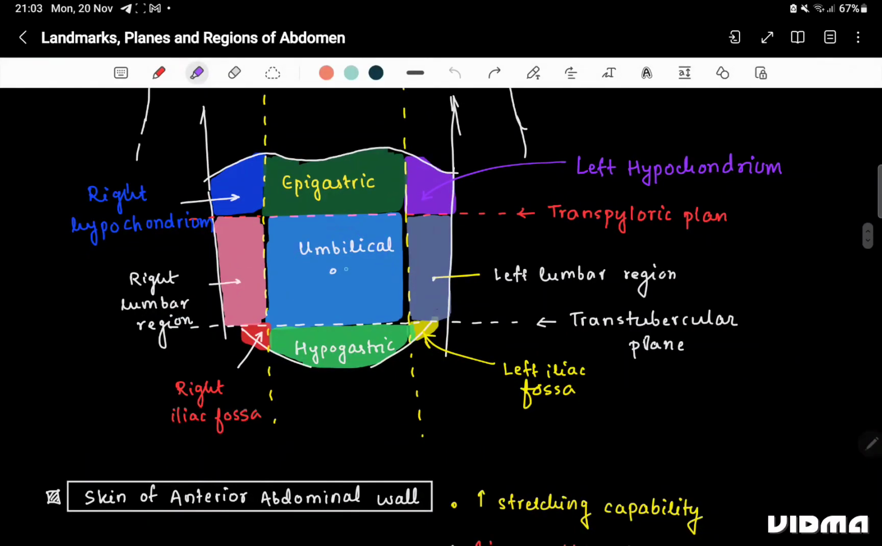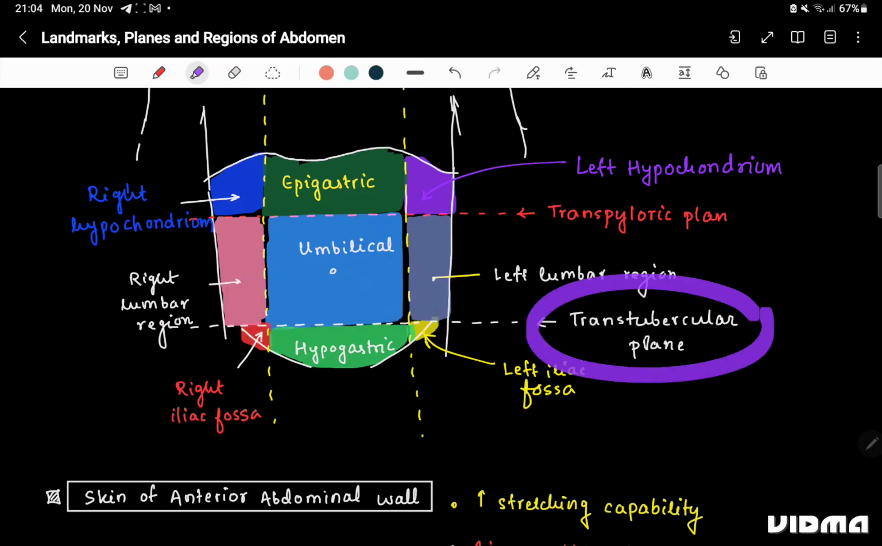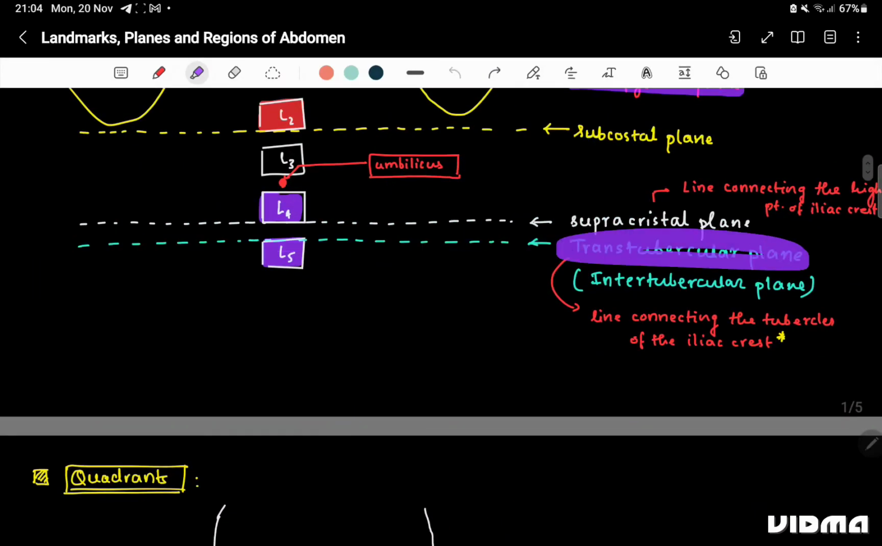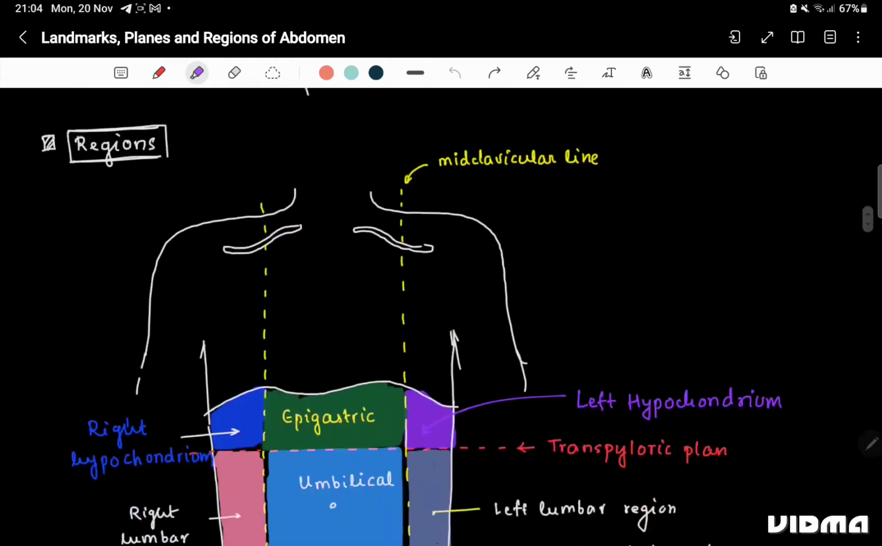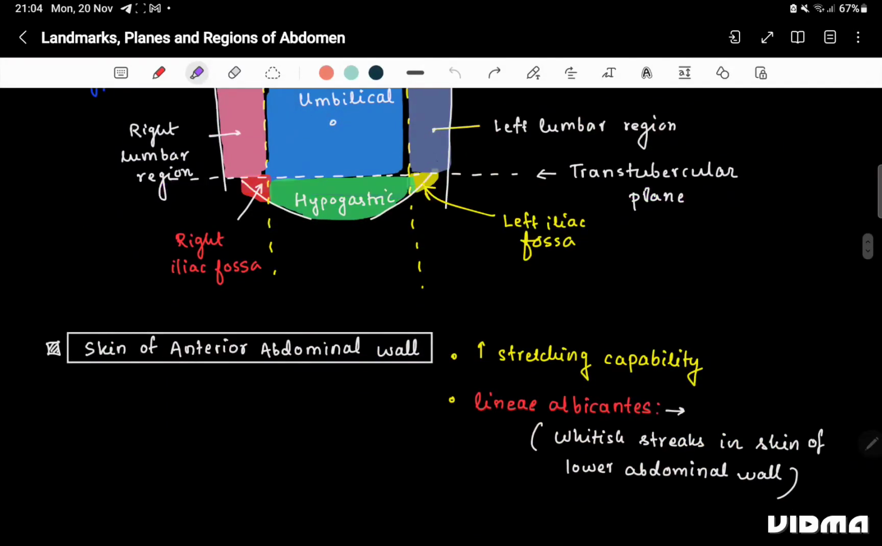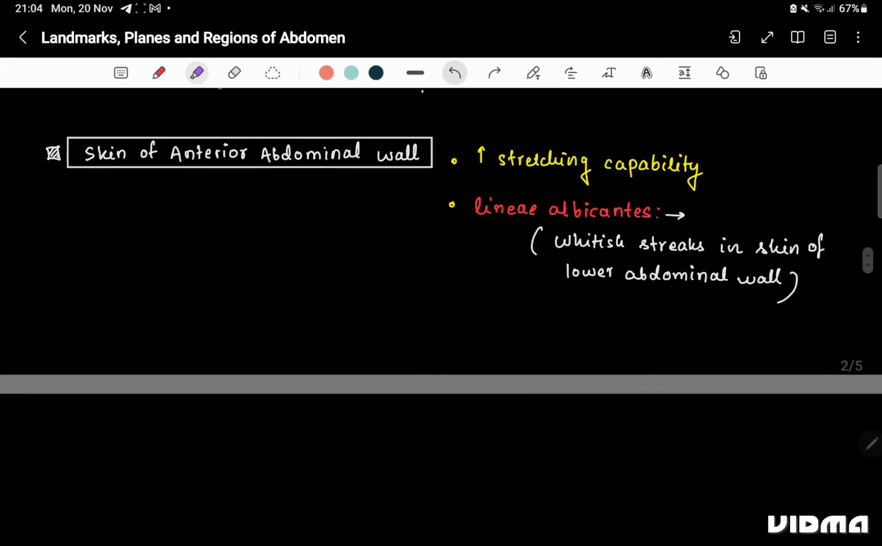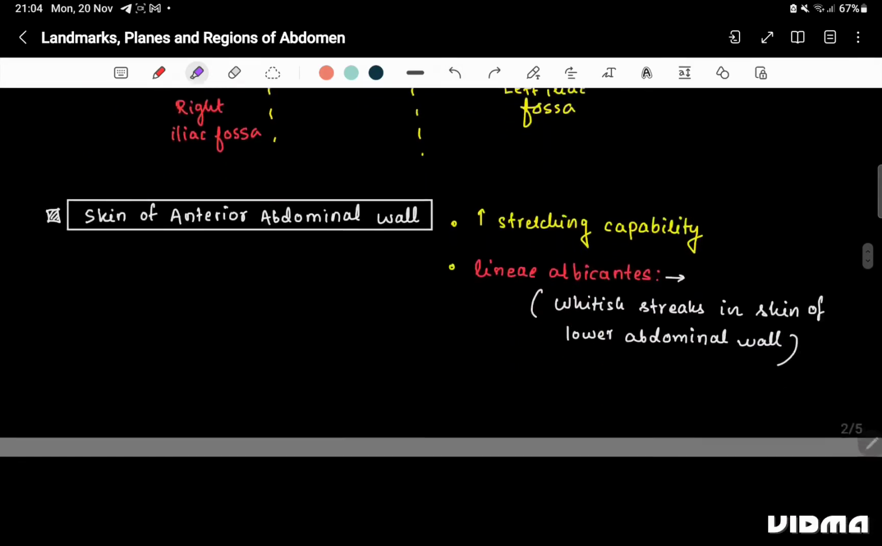Below which is the umbilical region. This is the right lumbar region and this is the left lumbar region. Then you have the transtubercular plane, passing at the upper border of L5. Below it we have the right iliac fossa, the left iliac fossa, and the hypogastric region. The skin of the anterior abdominal wall has increased stretching capacity. And what are linea albicantes? These are whitish streaks in the skin of the lower abdominal wall due to pregnancy. Understood? So this is about the planes and regions of the abdomen.